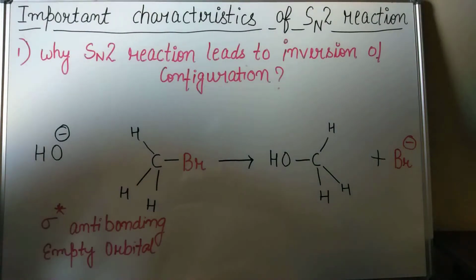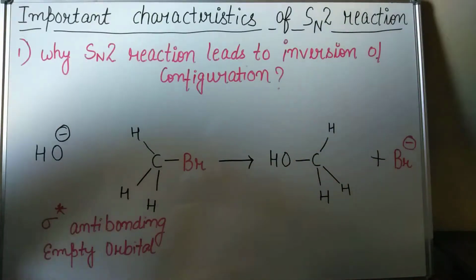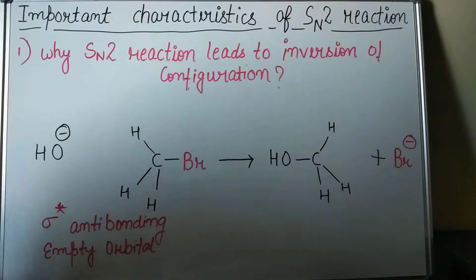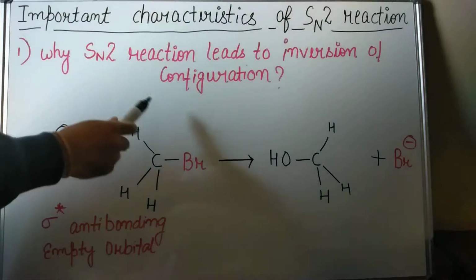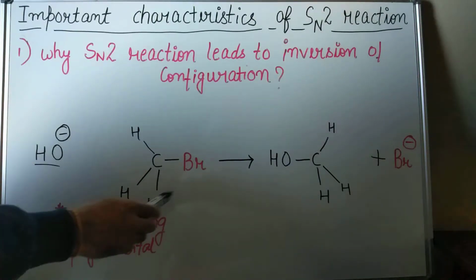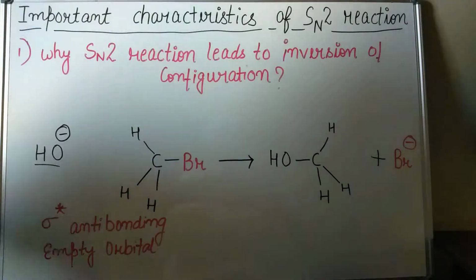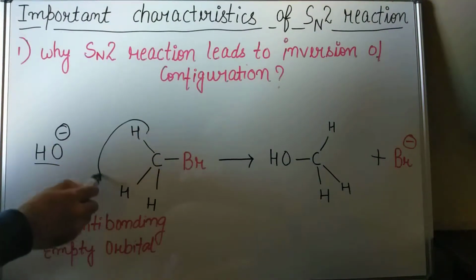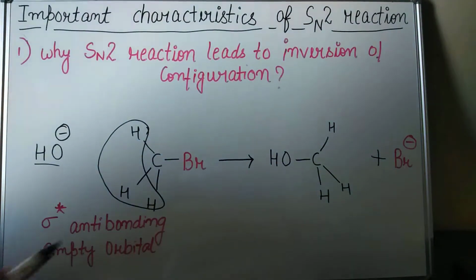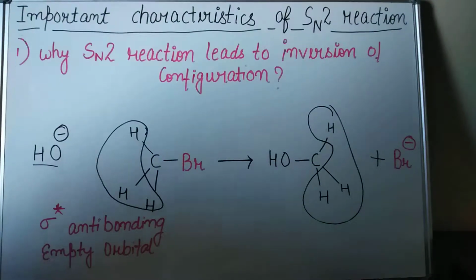So if you remember, in my previous lecture, I mentioned that SN2 reaction leads to inversion of configuration. But why does it happen? To explain that, I'm going to use the same reaction where methyl bromide reacts with hydroxide ion and gives you methanol as a product. To show the inversion of configuration, I have oriented these three hydrogens in the reactant on the left hand side, and in the product they are oriented on the right hand side.